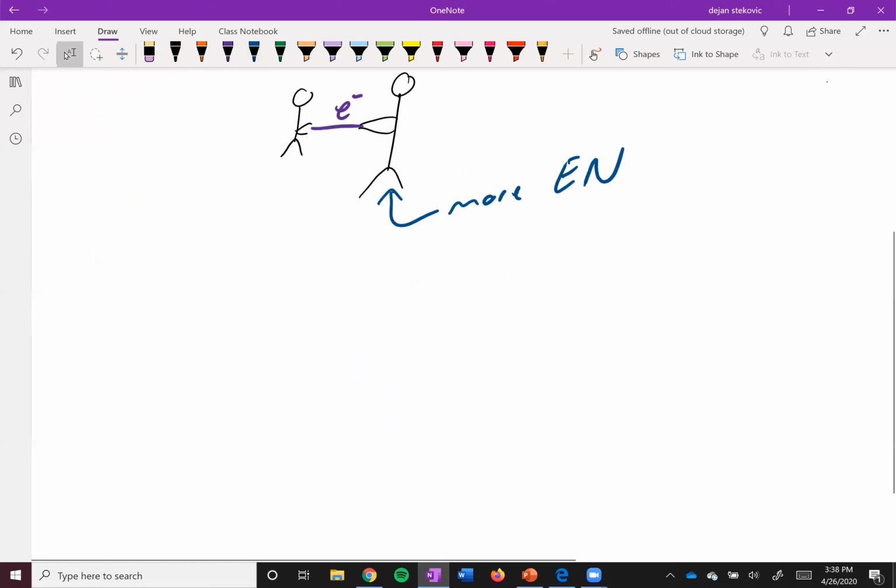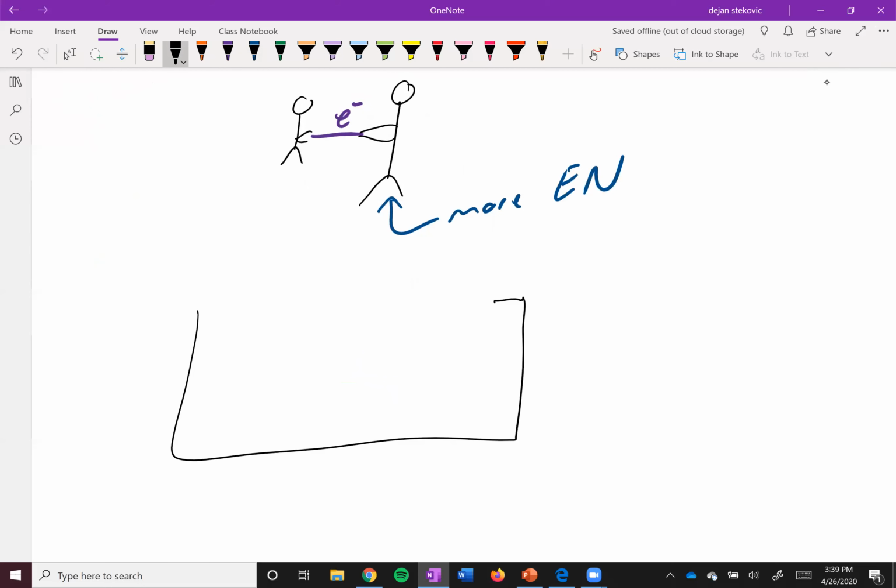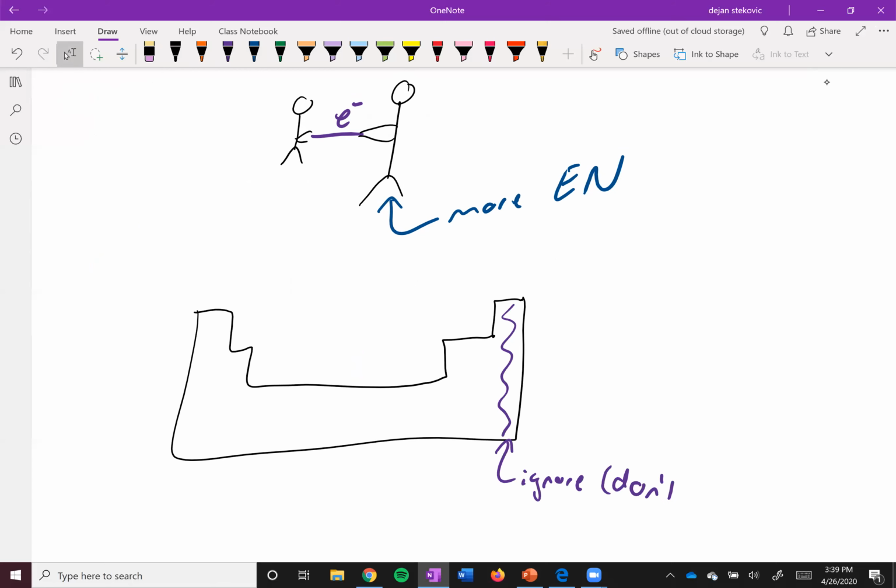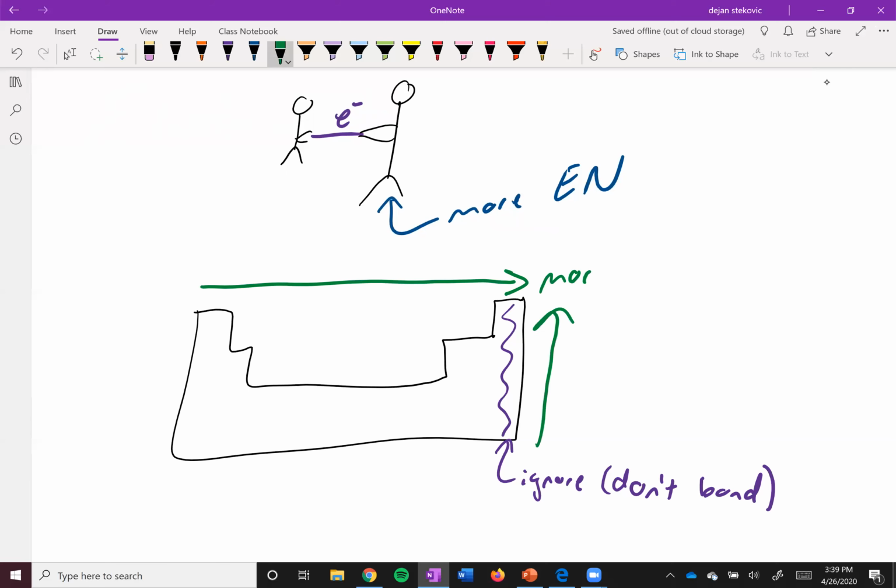And so if we take a look at the trend of this, we have our little periodic table. First thing we do is ignore the noble gases because they don't really bond. And so in terms of the trend, electronegativity increases when we go from left to right and from down to up. We get more and more electronegative.